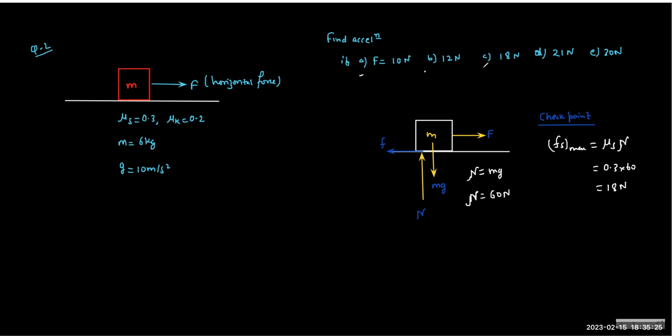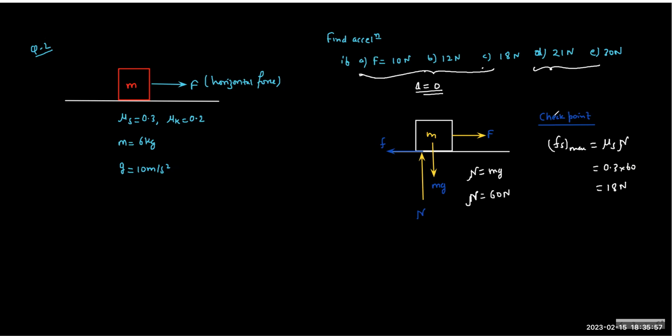So A, B, C, all three forces are either less than or equal to 18 Newton. And the rule is simple. Even if it is equal to 18 Newton, it will not start the motion unless someone gives a gentle push. So in all the three cases, the acceleration will be 0. You're not supposed to solve it. It is 0. And now the last two cases are definitely more than friction, so it will accelerate.